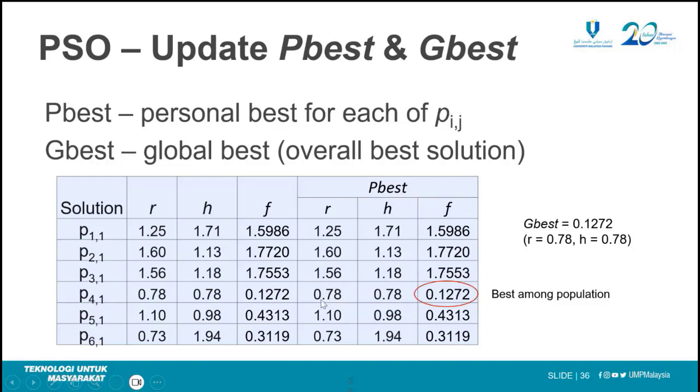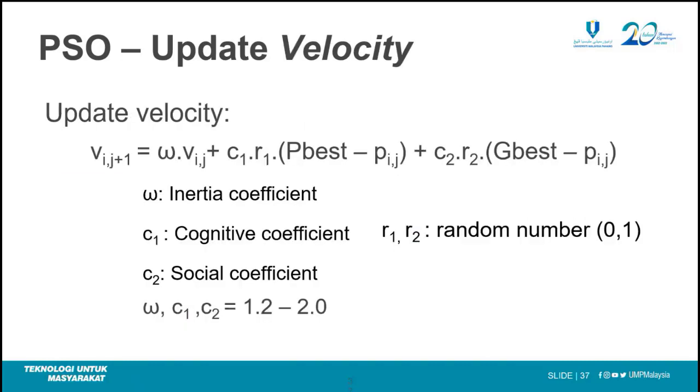Okay, so because the parameters value will be utilized later on in our further calculation. All right, then the algorithm will update velocity. Okay, so this is the PSO algorithm. It will update the velocity using this formula.